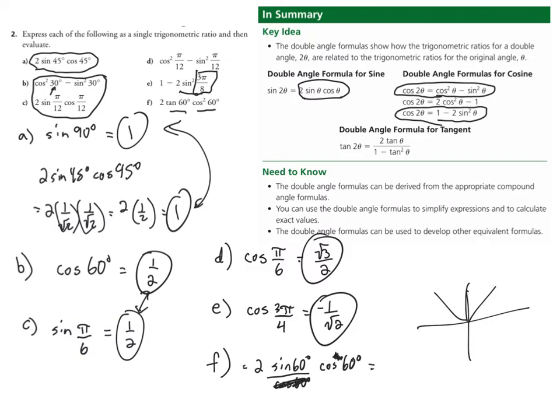Oh, so this is just 2 sine of 60 degrees cos of 60 degrees, which is this guy right up here. So that's just equal to sine of 120 degrees. The sine of that is just equal to root 3 over 2.